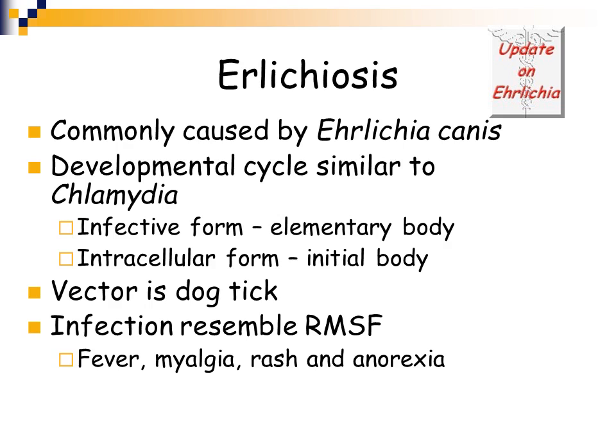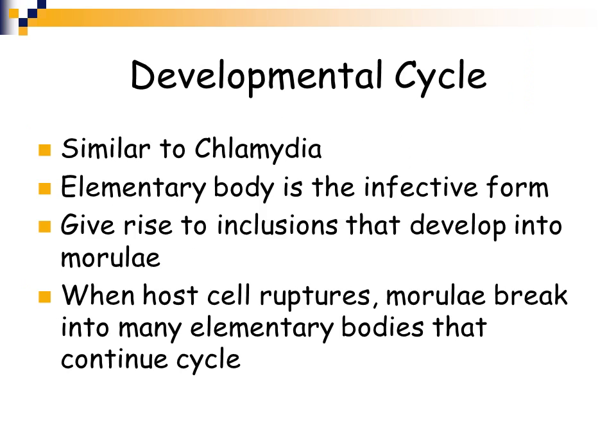Now, the vector that transmits Ehrlichia canis is the dog tick, and the infection resembles Rocky Mountain spotted fever. So the symptoms include a fever, muscle aches, there is a rash, not eating, your typical type of flu-like symptoms.